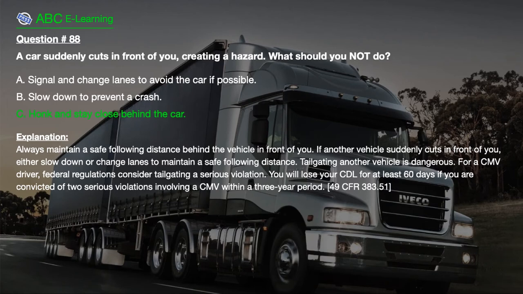For a CMV driver, federal regulations consider tailgating a serious violation. You will lose your CDL for at least 60 days if you are convicted of 2 serious violations involving a CMV within a 3-year period. 49 CFR 383.51.